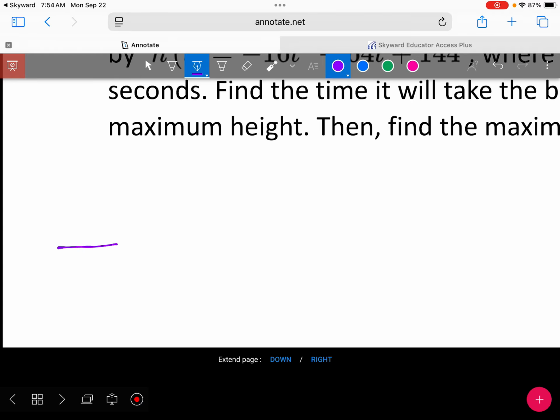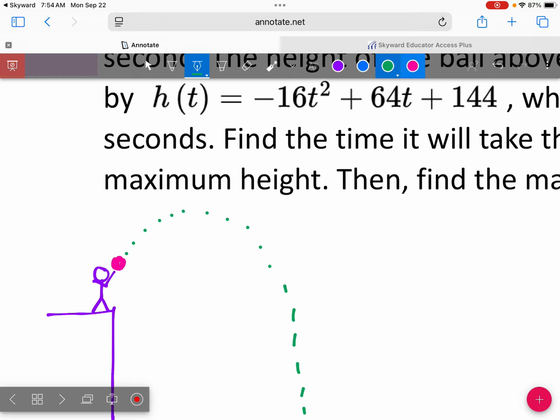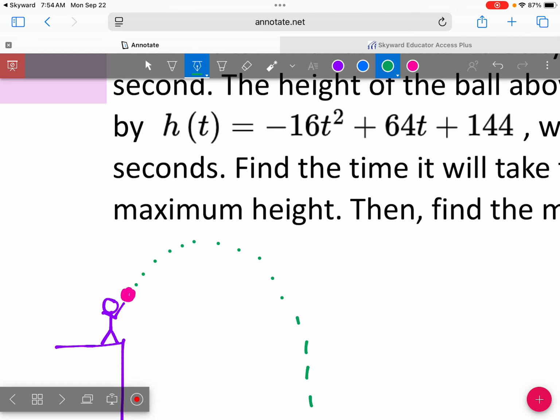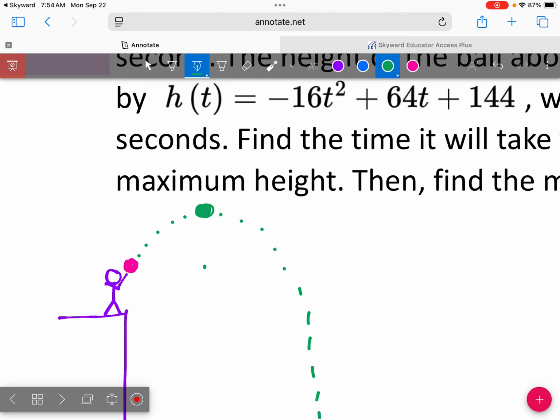So if it helps, sometimes it does, here's me drawing. I'm going to take my ball and throw it off the building. And we are asked to try and find the maximum height and find when it's going to get there. So if we want to find the maximum height, what point is this? The vertex. The maximum height is going to be our vertex. So all we need to find is that vertex.